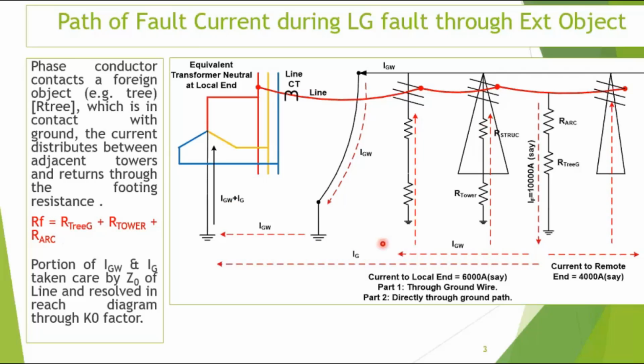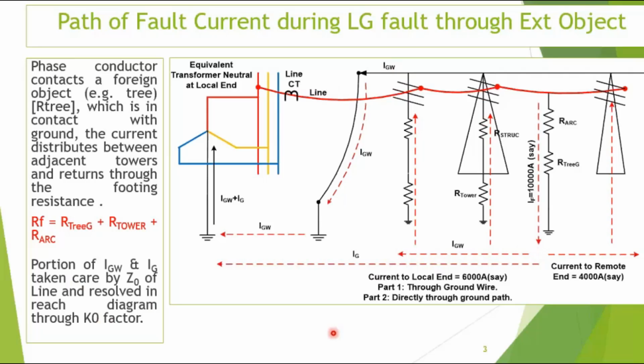And the portion of this Ig, the ground current and the ground wire current, the impedances incurred by the fault current through the ground and the ground wire are taken care of in the reach diagram by this K0 factor. We'll learn about it today. This one I had to leave yesterday, last time.